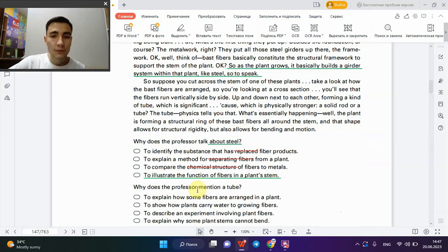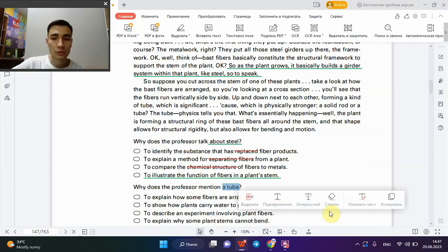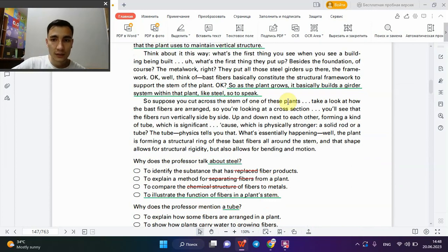How does the professor mention a tube? Why does the professor mention a tube? So suppose you cut across the stem of one of these plants. Take a look at how the bast fibers are arranged. So you are looking at a cross section. You will see that the fibers run vertically side by side, up and down next to each other, forming a kind of tube.